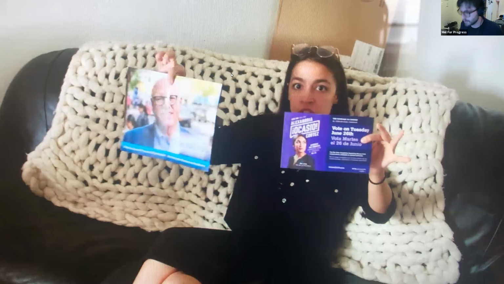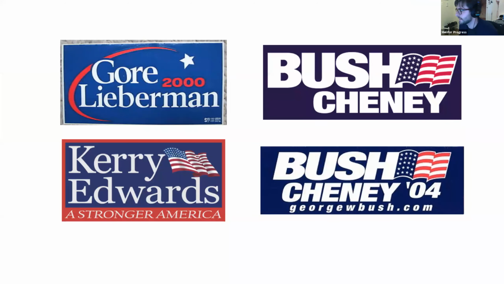So we're going to rewind quite a bit to when I was first coming into political awareness in middle school. The very first elections that I remember were Bush-Gore in 2000 and Bush-Kerry in 2004. If we look at the graphic languages that each of these are using, these provide the context for what we're going to be talking about as we talk about how presidential campaigns use typography to influence their messaging.